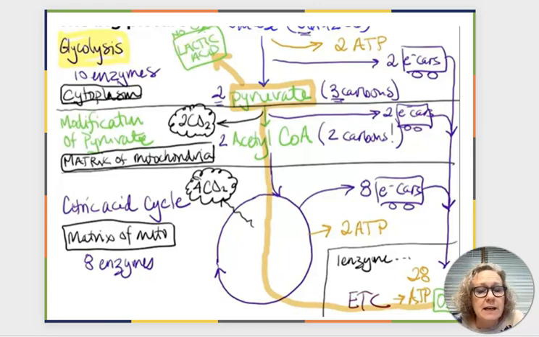Okay? Can you visualize what's happening here? The traffic is getting backed up because we don't have oxygen to accept those electrons. And the traffic is ridiculous. It's like rush hour. It's like no one can go anywhere. It's total gridlock.